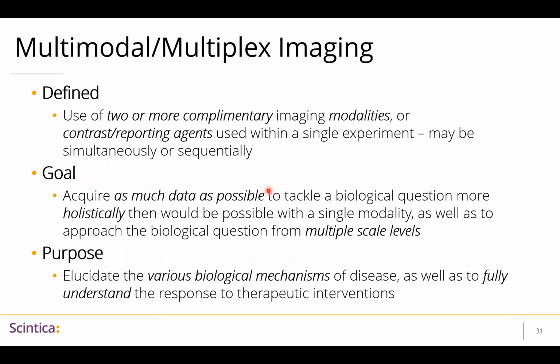So as we move into multimodal imaging or multiplex imaging, what does that mean? Multimodal imaging loosely is defined as 2 or more complementary imaging modalities or contrast reporter agents, which can be used in a single experiment that may be done simultaneously or sequentially. So it doesn't necessarily have to be different imaging modalities like PET and CT. It could be 2 different fluorophores in intravital microscopy, or it could be bioluminescence and fluorescence acquired on the same system.